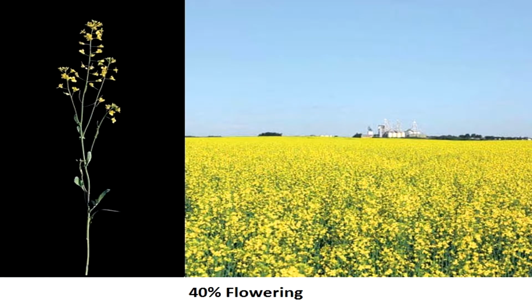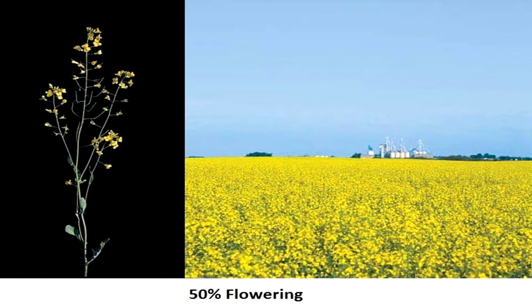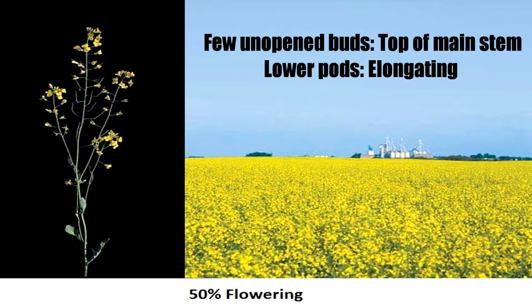40% flowering. Pods are forming but only a few are elongating. 50% flowering. The crop is at maximum color development. It will still have a few unopened buds at the top of the main stem, and the lower pods will be elongating.